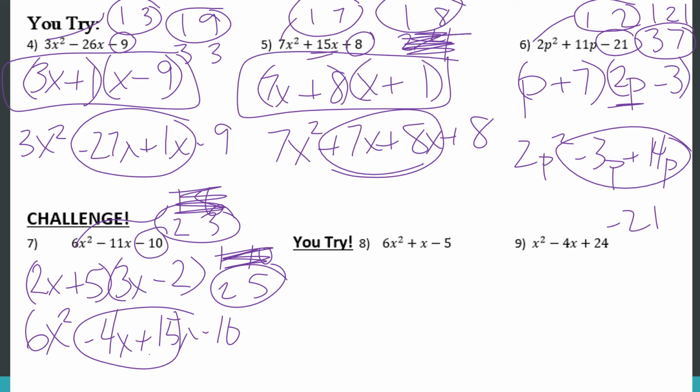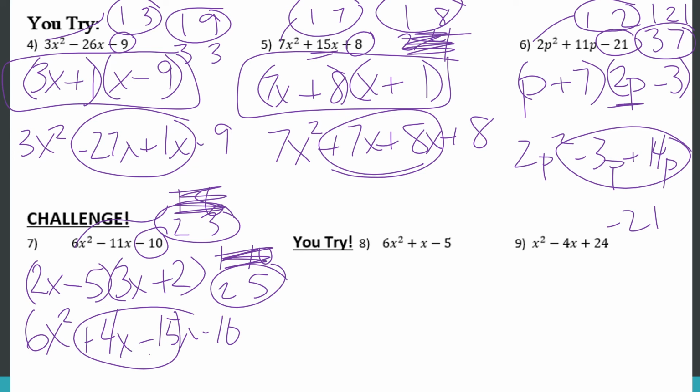That's going to happen. So I'm going to erase the signs here. This one needs to be negative and this one needs to be positive. That way this would change to positive 4 and negative 15. That gives me that negative 11. And I still get negative 10 at the end and positive 6x squared in the front.